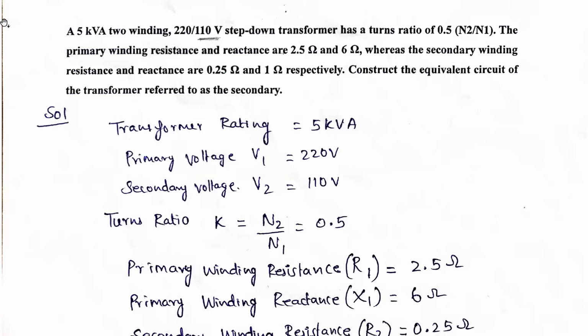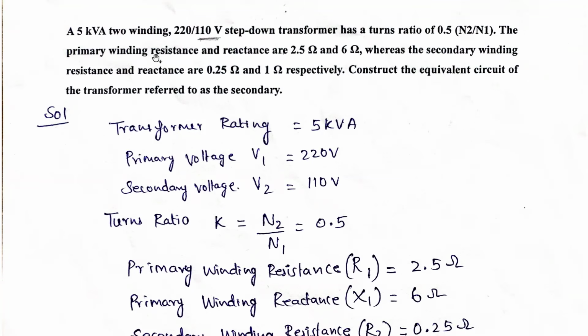Very good morning. Today we are going to see a small problem on the equivalent circuit of the transformer. Take down this problem. A 5 kVA, 2 winding, 220/110 volts step down transformer has a turns ratio of 0.5. That means N2 by N1, that is K, is equal to 0.5.